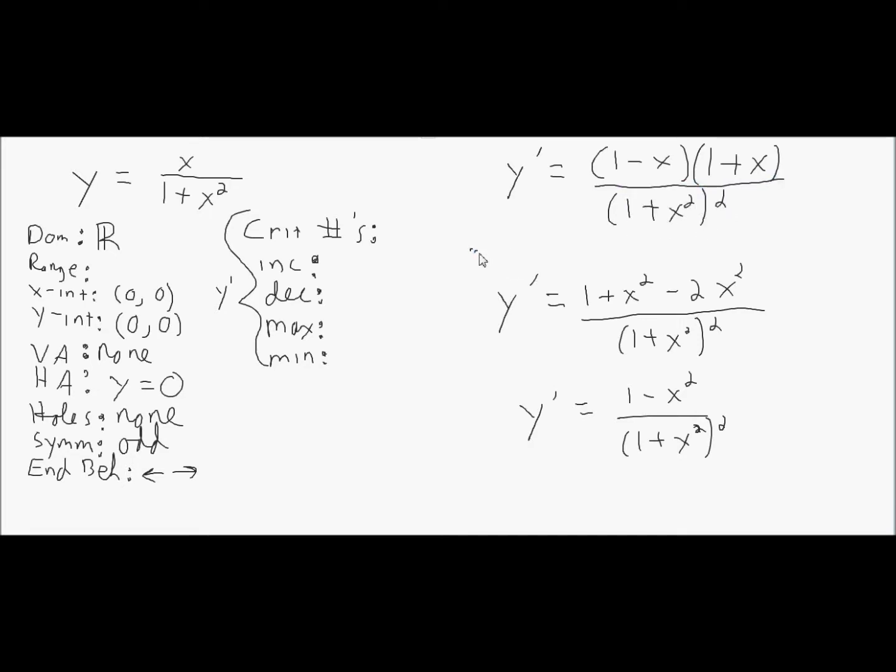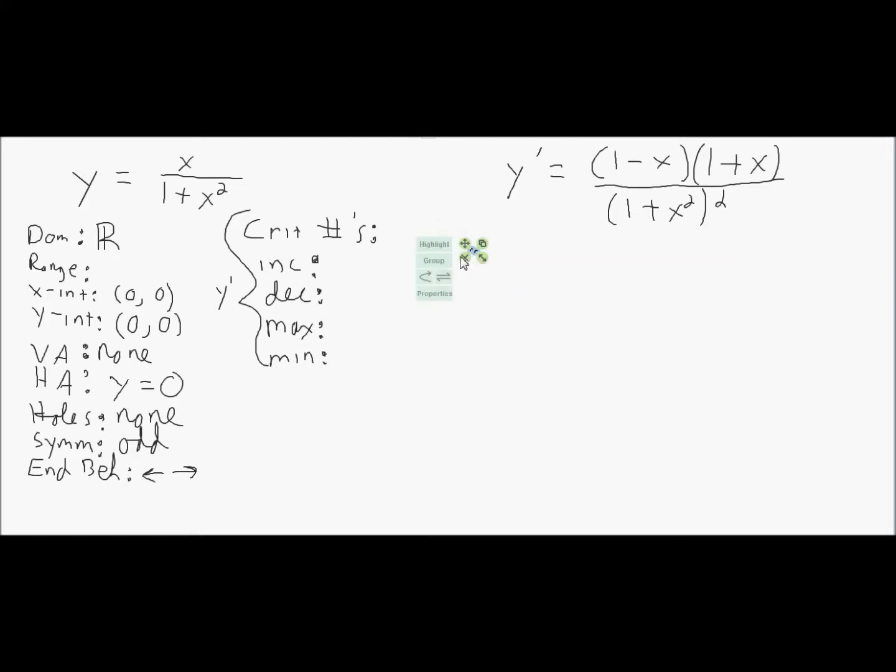All right. Now, we want to find our critical numbers. Well, the critical numbers happen where this thing is 0 or undefined. So it equals 0 when the top is 0, and that is at x equals 1, x equals negative 1. It's undefined where the denominator would be 0, and that never happens. We realized that back in the original. 1 plus x squared is never 0, so it's never undefined. No problem.